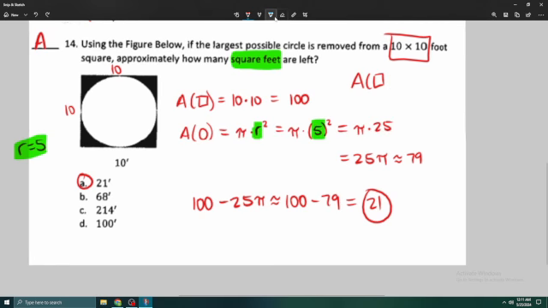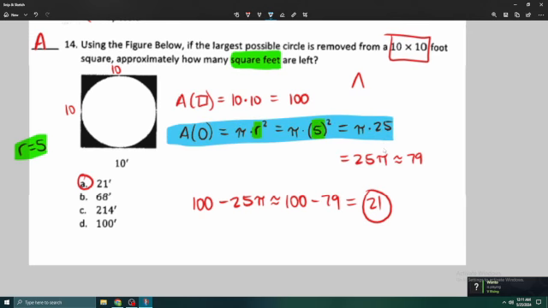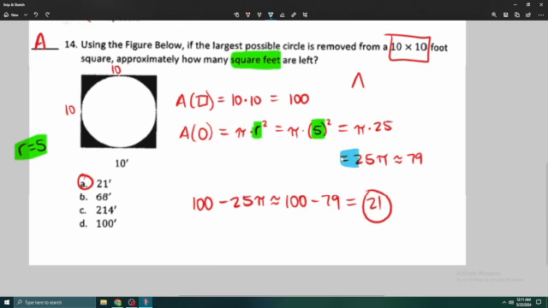So that tells me I need to find the area of the circle next. So that's what I did. I said 25 times pi is approximately 79. And then I said, okay, we'll do 100 minus that 25 pi, which we approximated to be 79. We just said we'll make it about 79. So 100 minus 79 is 21. So that's about, approximately. It's a tough one.